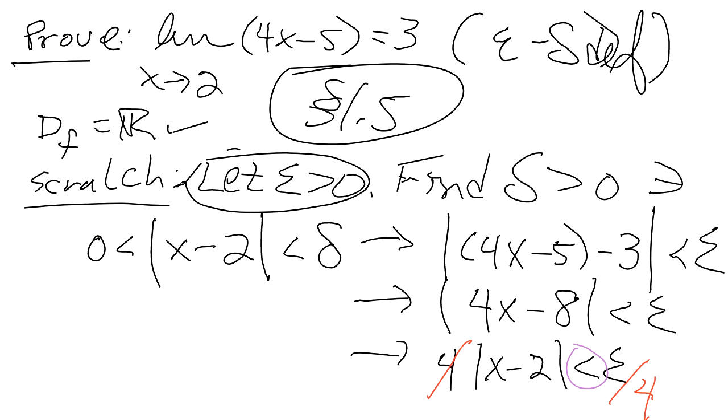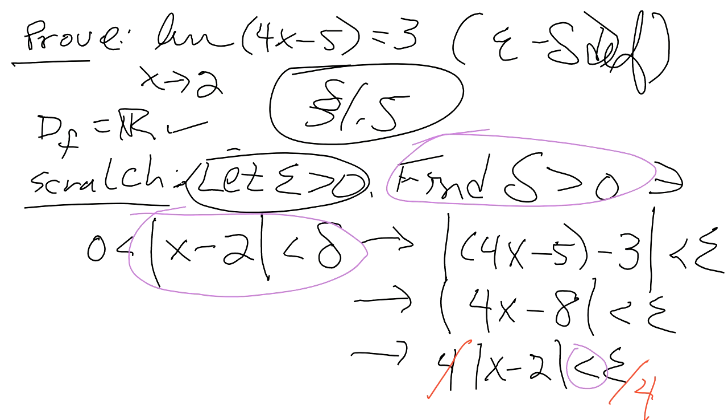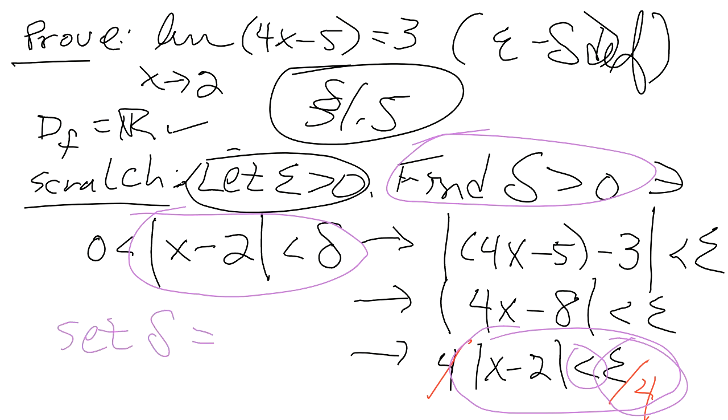But anyway, what do we have over here on the right? We need to find that delta such that 0 is less than the absolute value of x minus 2 is less than delta. So what can I do here? What do you think I can set delta equal to? Epsilon divided by 4. So we're going to set delta equal to epsilon over 4, and then that's going to make everything work. So this is our scratch work to come up with it. And then what we need to do is just put it together and then prove it.